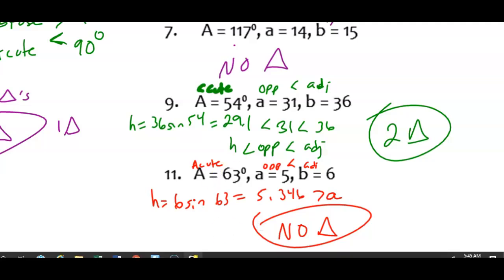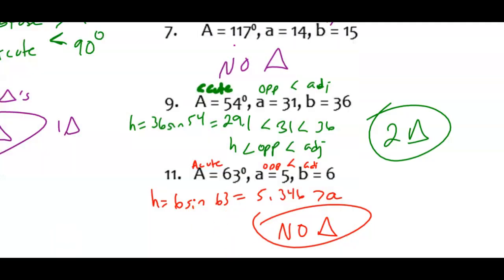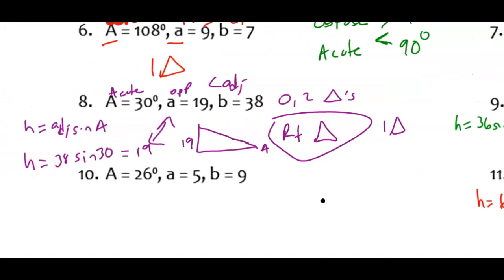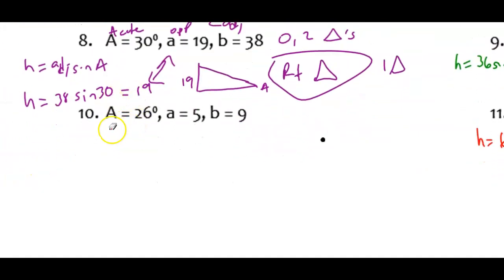Alright. And now one more. Let's look at 10. 10 is acute. A, the opposite, is less than adjacent. So with that being said, we've got 0 or 2 triangles, right? So we need to check the height again.